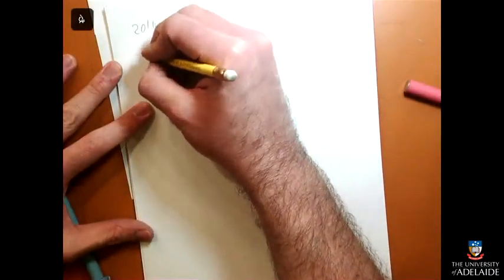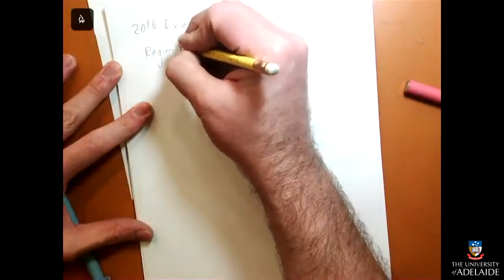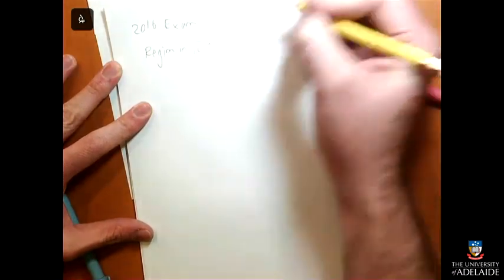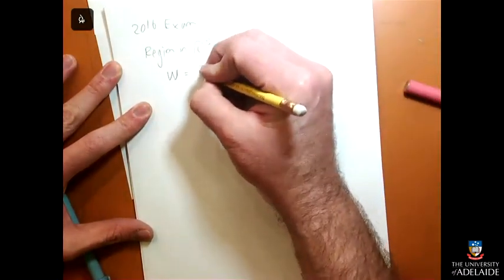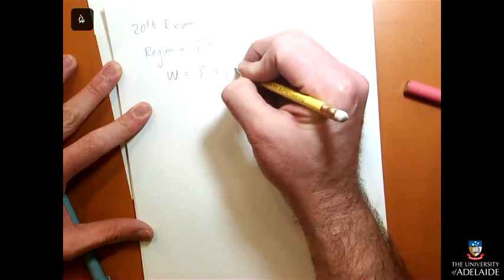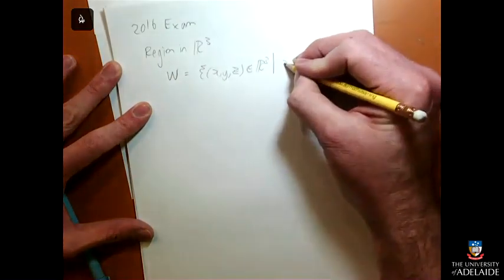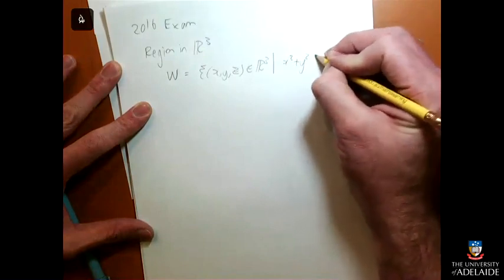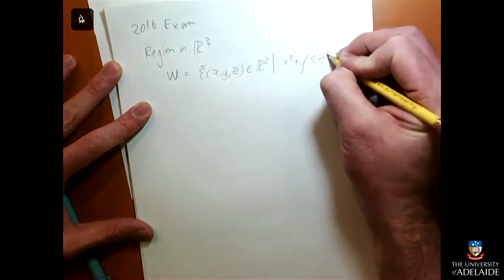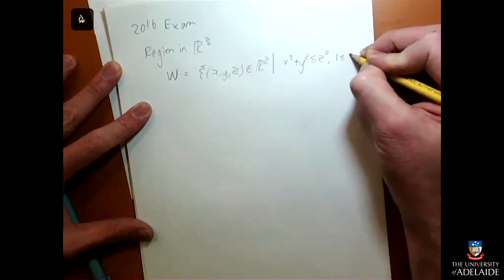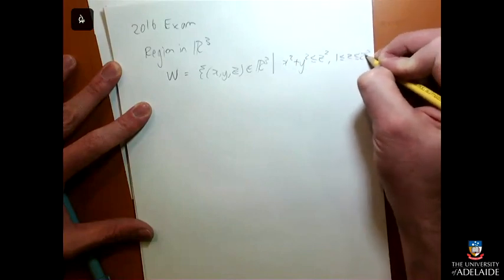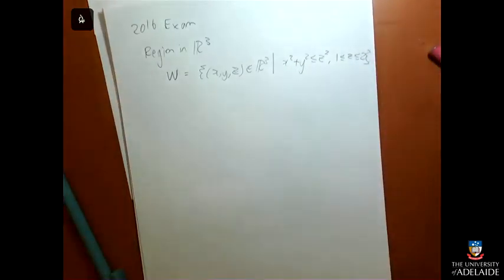So we have a region in R3. It's called W, and it's the points x, y, z in R3 such that x squared plus y squared is less than or equal to z squared, and 1 is less than or equal to z, which is less than or equal to 2.